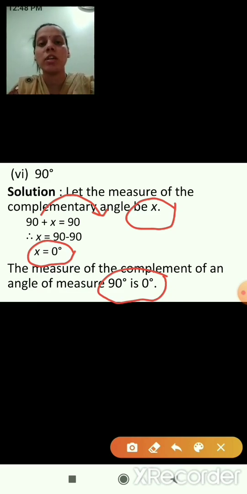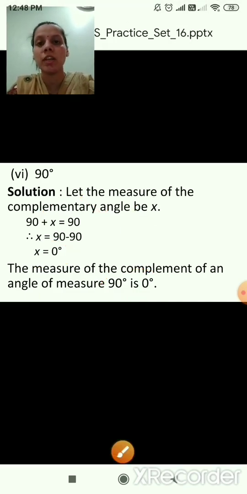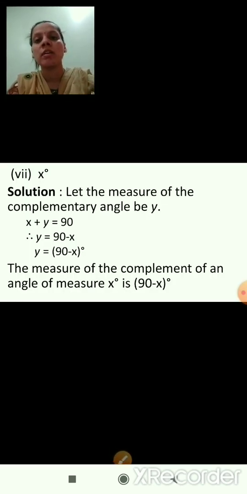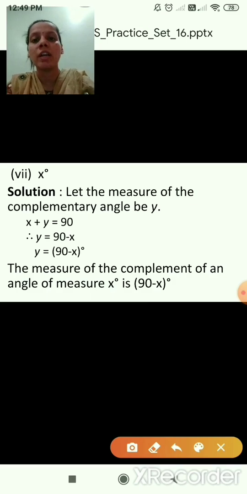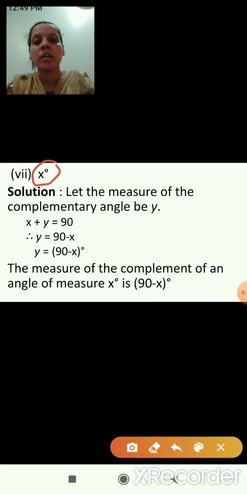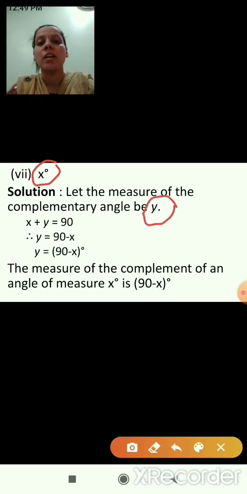Now we'll move to the next sum, that is question number 7. As you can see here, the measure of the angle is given, that is x degree. You will find out the complementary angle of this x degree. Now we will not consider it as x, because in the question it is already given as x degree. So take another alphabet. Now we will consider it as y. Let the measure of the complementary angle be y.